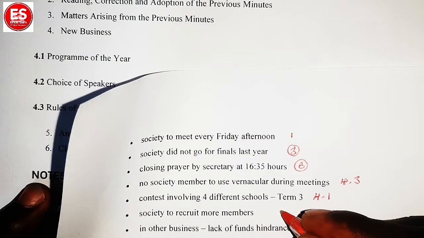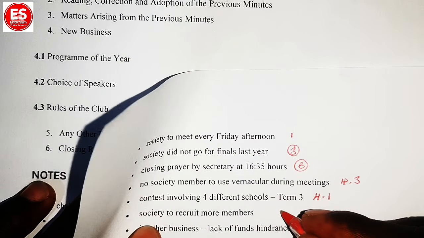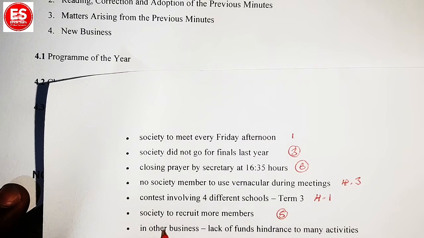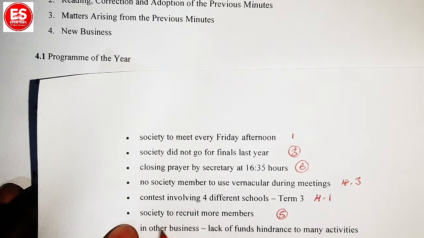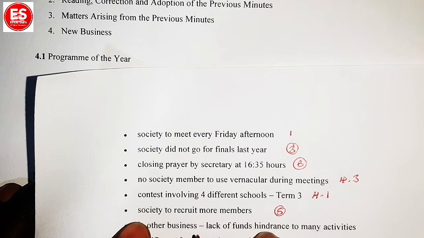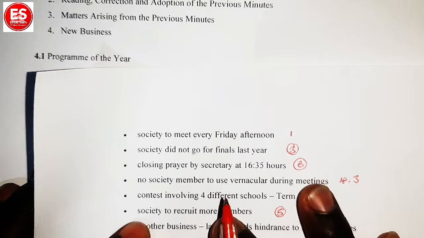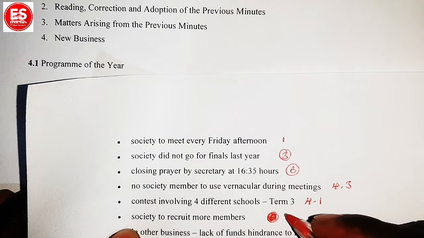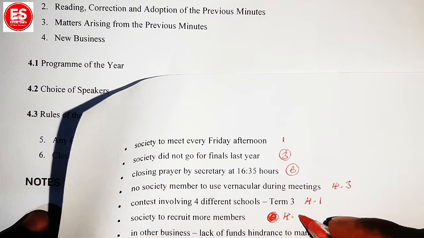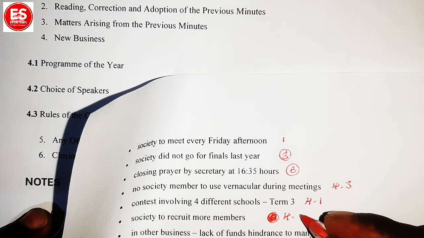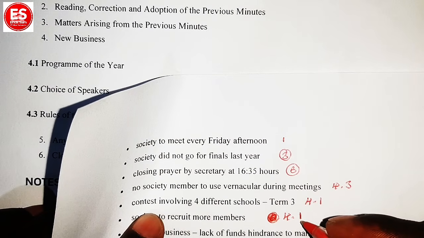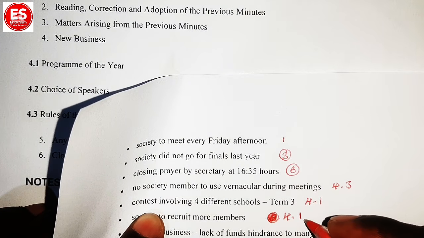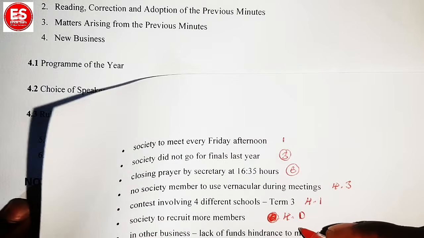Okay. Society to recruit more members. This is in other business. Other business, any other business, number 5. Then we are saying in other business again. All right. So this one should be in 4, instead of 5. It's not in other business, but it's 4.1. Yes, 4.0. All right.